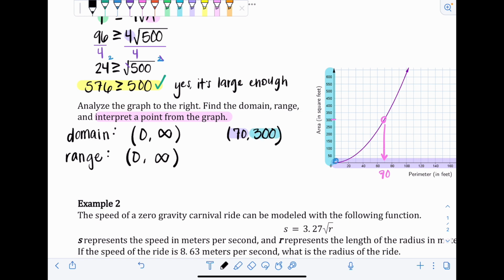So what this would mean in context is that when the perimeter is 70, so when the perimeter is 70 feet, the area is 300 square feet.